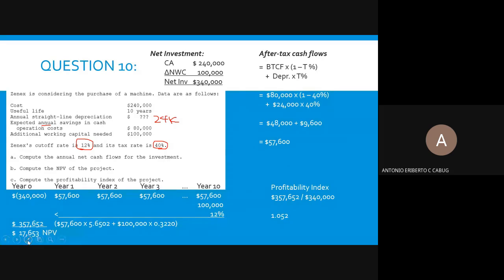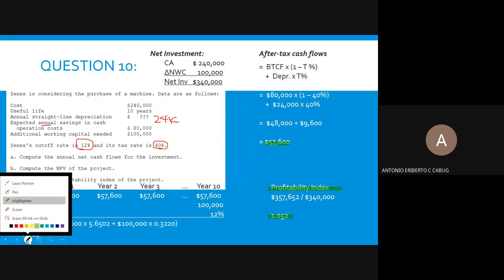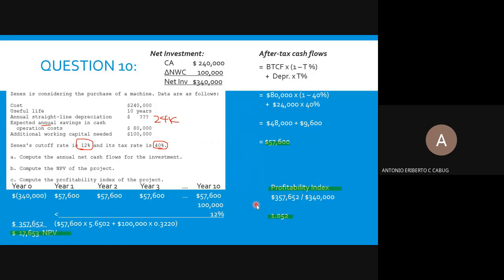Okay, highlight ko na nga mga sagot. Letter A, letter B, and then letter C. No? Yan yung PI, 1.052. Do you have any questions in these exercises? Meron ba kayong mga tanong in these exercises?